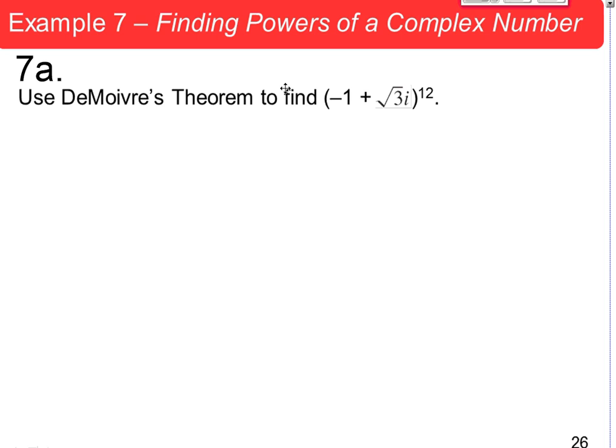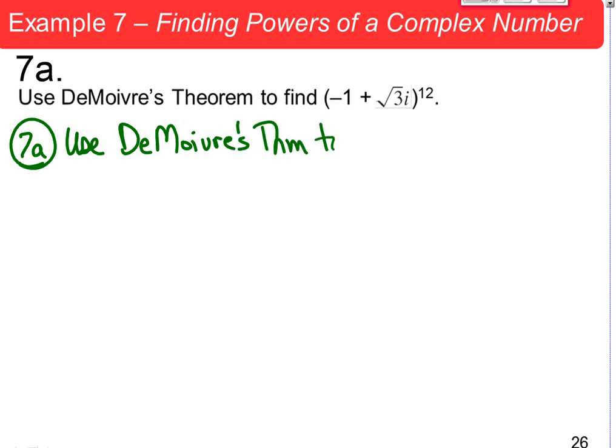But when it's written in standard form, the first thing you want to do is really, it's to your benefit to change that into trigonometric form and then use de Moivre's theorem to find what that answer is. So this is a two-part problem, and this is numbered as 7a, and it says use de Moivre's theorem to find -1 plus the square root of 3, and then that i is offset raised to the 12th.